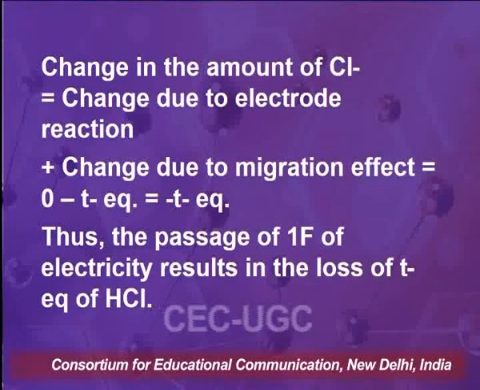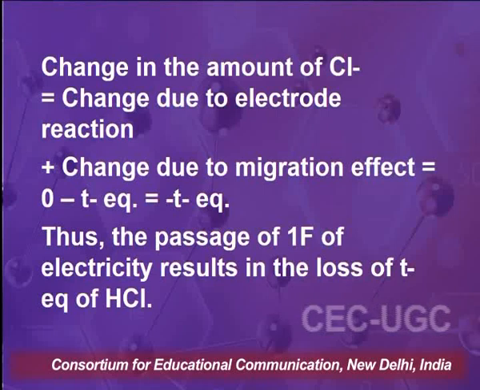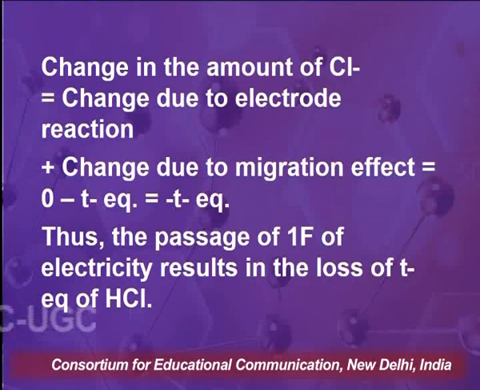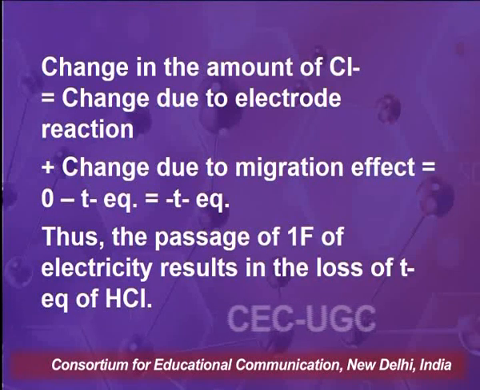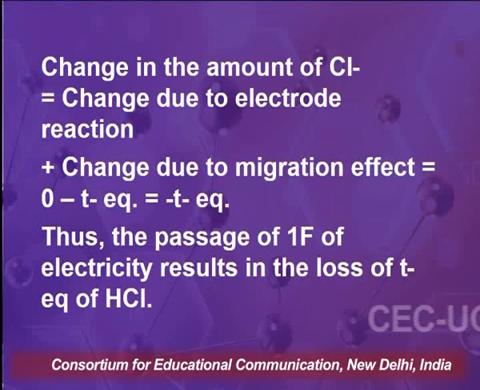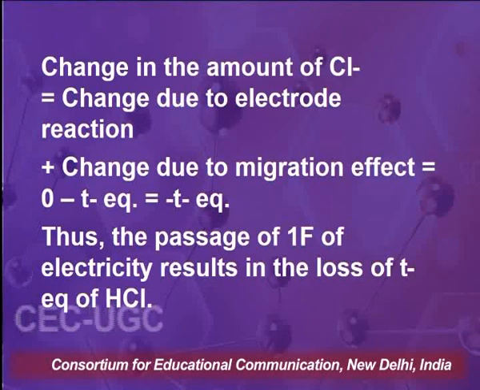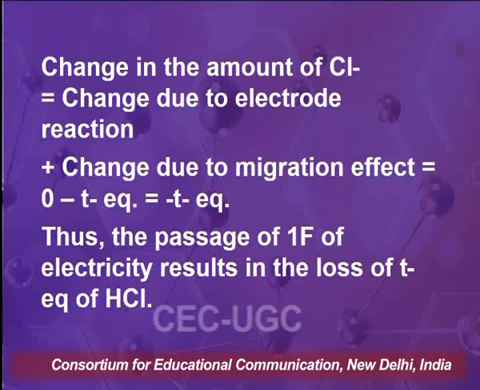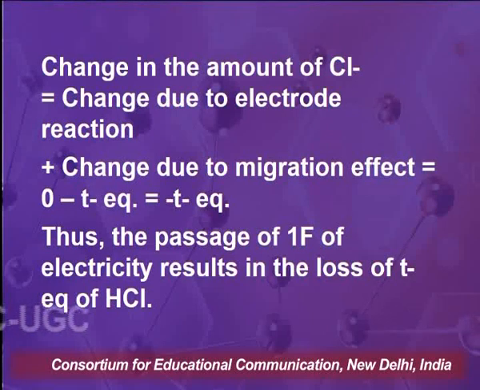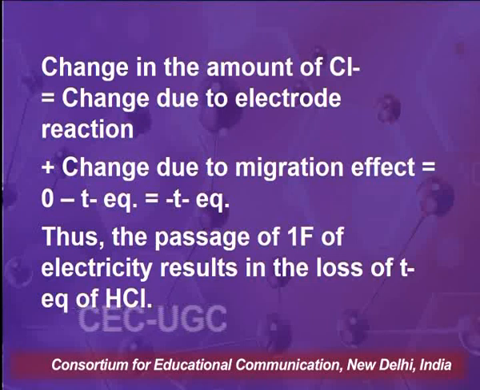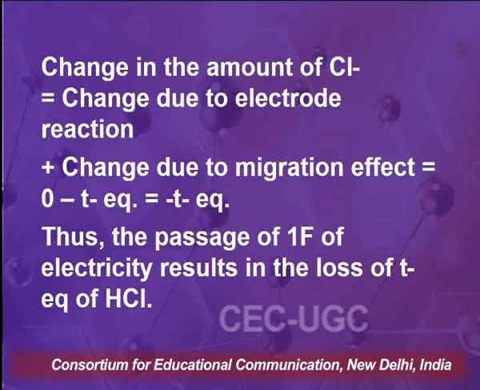Change in the amount of Cl minus is equal to change due to electrode reaction plus change due to migration effect. Change due to electrode reaction will be 0 for chloride ions, and due to migration effect T minus equivalents are being moved out. So, we get minus T minus equivalents. Thus, the passage of 1 Faraday of electricity results in the loss of T minus equivalents of HCl.